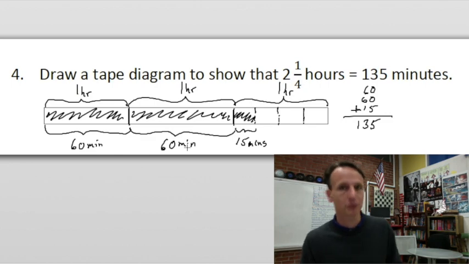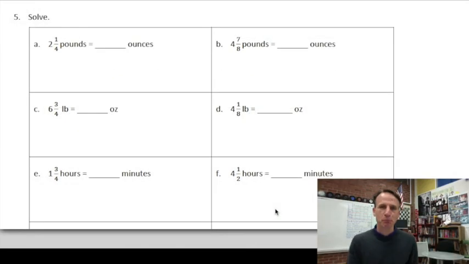Let's get started. Bow, wow, chicka, chicka, bow, wow. Number 5 says solve. Bow, wow.